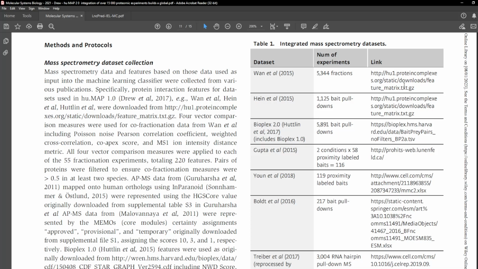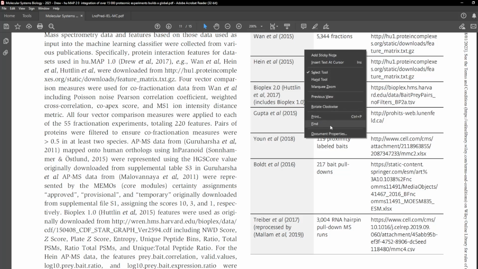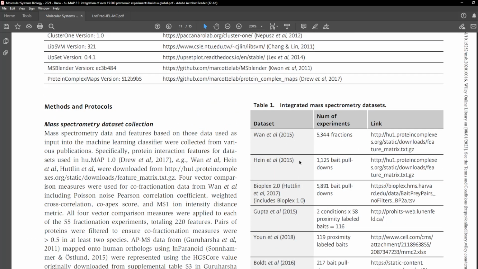All four vector comparison measures were applied to each of the 55 fractionation experiments, totaling 220 features. Pairs of proteins were filtered to ensure co-fractionation measures were more than 0.5 in at least 2 species. APMS data from Guruharsha et al., 2011, mapped onto human orthologs using InParanoid (Sonnhammer and Östlund, 2015), were represented using the score value originally downloaded from supplemental table S3 of Guruharsha et al. APMS data from Malovannaya et al., 2011, were represented by the CoMMpass core modules certainty assignments approved, provisional, and temporary, originally downloaded from supplemental file S1, assigning the scores 10, 3, and 1, respectively.